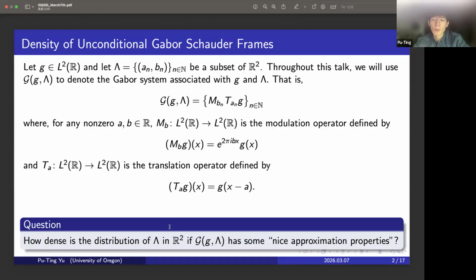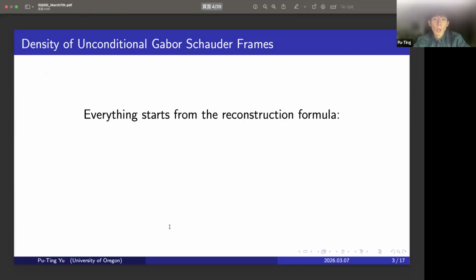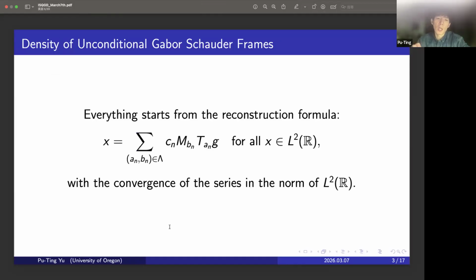To me, a nice approximation property must be built on the so-called reconstruction formula. We say a Gabor system admits the reconstruction formula if every element x in L2(R) can be written as the summation of c_n times M_b T_a g, where the c_n are some coefficients, with the convergence of the series in the norm of L2(R). As long as this equality is satisfied for all x in L2(R), we say this Gabor system satisfies the reconstruction formula.